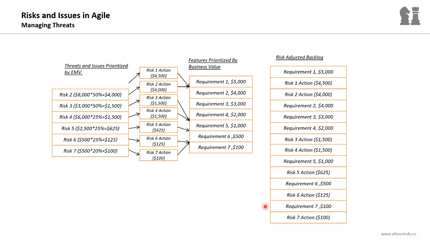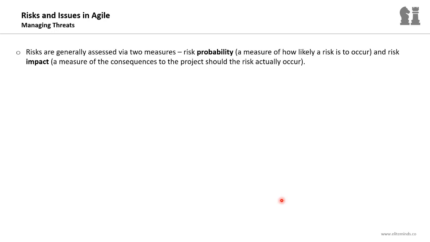Here is the risk-adjusted backlog, considering both requirements or items and the risk action plans. So for example, the risk 1 action expected monetary value is $4,500. It will come between requirements 1 and 2. For risk 2 action, it's $4,000. Also, it will come between requirements 1 and 2, and so on, till we have a risk-adjusted backlog considering the requirements, user stories, and the risks. This is a risk-adjusted backlog.